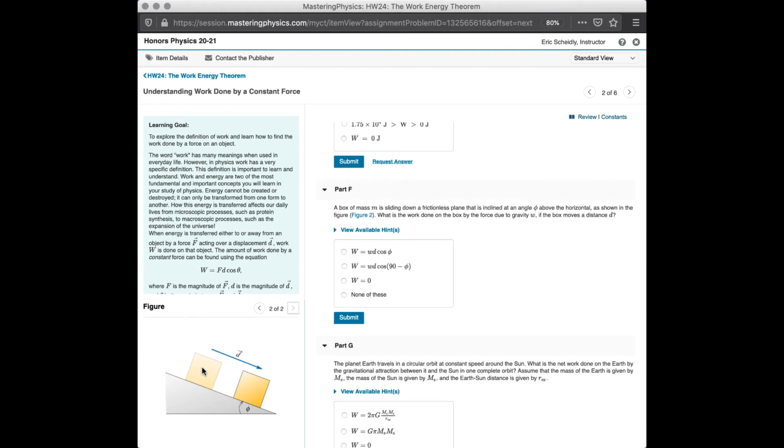But it has a component mg sine phi, which does do work because it points parallel to the incline. So all I have to do is take mg sine phi and multiply by the displacement d down the incline.